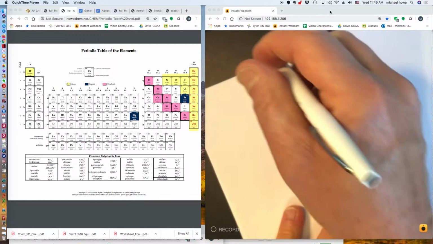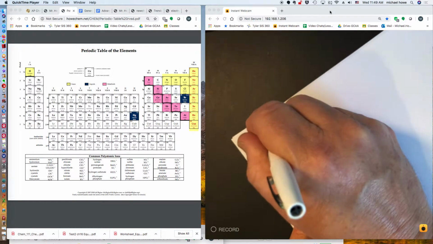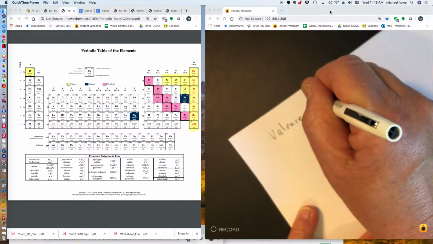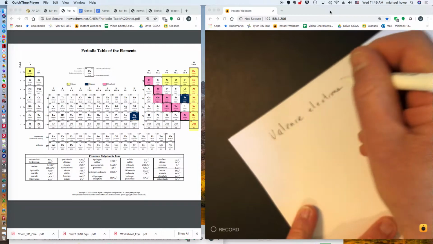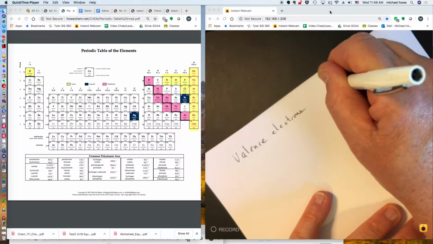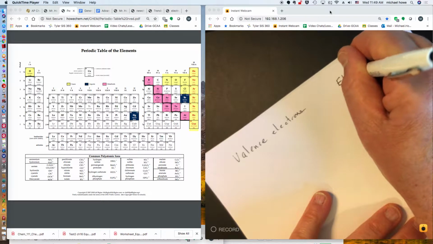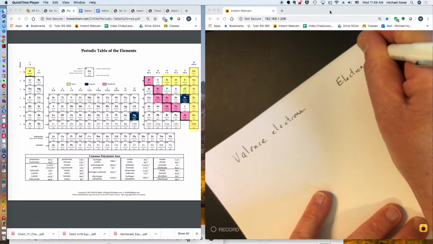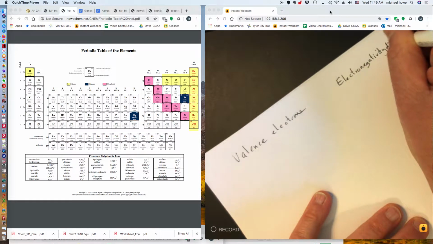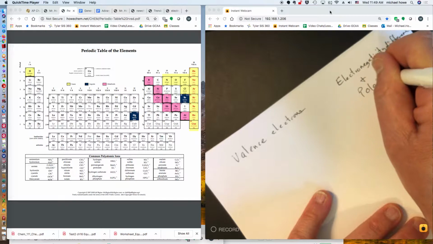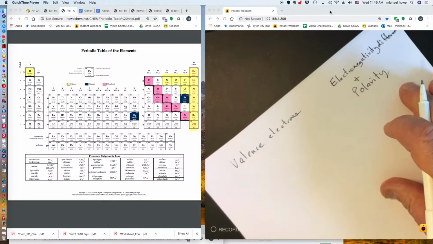So we're going to look at two things in this video. The first thing we're going to look at is valence electrons, and this is something that we did in the fall, so this is review. And the next thing is electronegativity difference, and how that affects polarity, what we call polarity, and we'll get to that in a minute. So we're going to start with valence electrons.